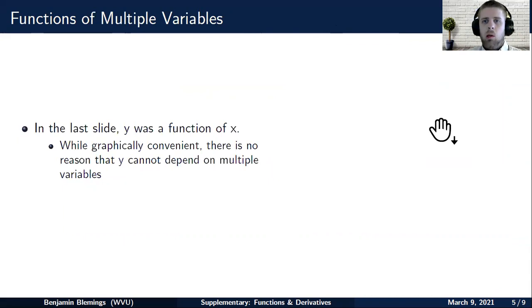Okay, and so building on a function of one variable, y equals x, now we need to talk about functions of multiple variables, because that's what we'll be doing in this course to understand trade-offs. While it's graphically convenient, there's no reason that y cannot depend on multiple variables.